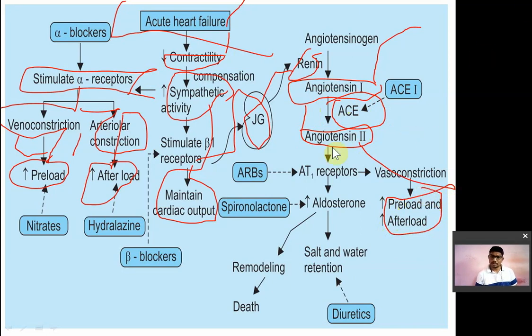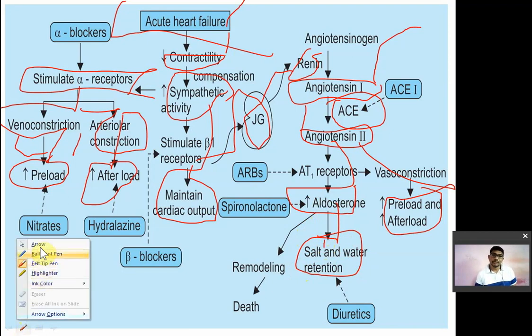Okay, then again angiotensin 2 will also stimulate the aldosterone. Okay, and what will this do? Aldosterone will increase the sodium and water retention, and it will increase the blood volume again. That means the compensatory mechanisms are for increasing the cardiac output, but they increase the workload on heart in case of congestive cardiac failure, and that's why you need to block the compensatory mechanism.